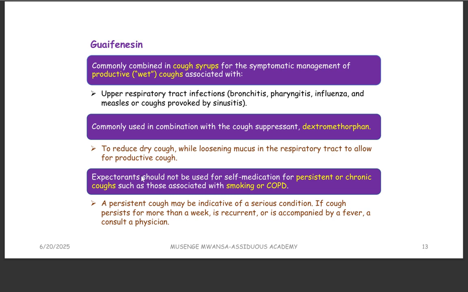So expectorants should not be used for self-medication for persistent or chronic cough such as those associated with smoking or COPD. So don't use these guys for persistent or chronic cough associated with smoking or COPD. Persistent cough may be indicative of a serious condition. So if cough persists for more than a week, or is recurrent, it keeps on coming back again and again, or is accompanied by fever, that would mean probably there is an underlying infection.